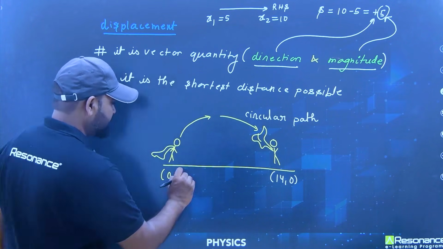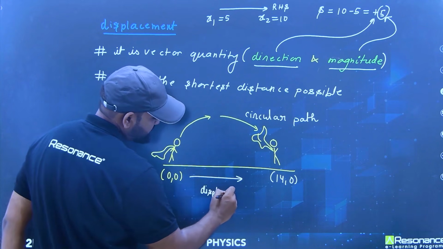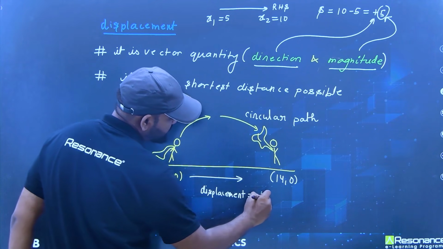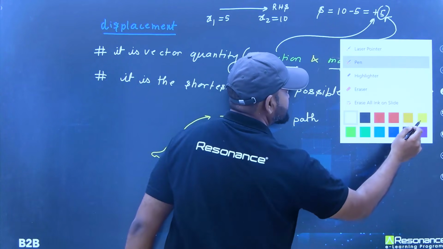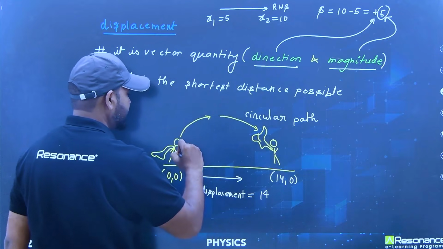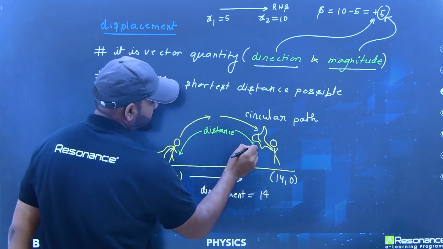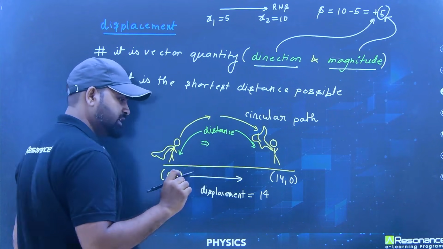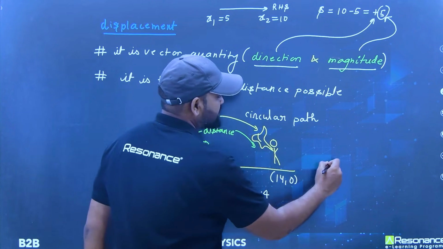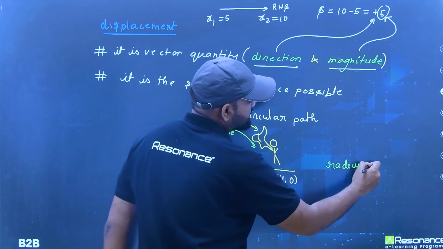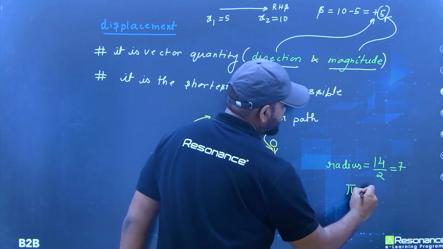Right now the displacement happened right hand side. This is displacement, which is equal to 14 itself. 0, 14, done. But what is distance here? That thing is distance. And distance here, my friend, is not gonna be 14. Nope. As you can see here, radius is equal to 14 divided by 2, 7. Take pi value 22 by 7.